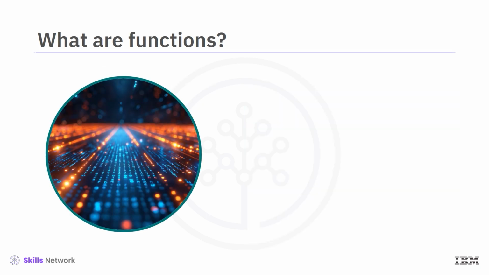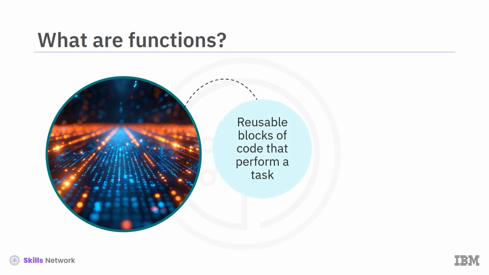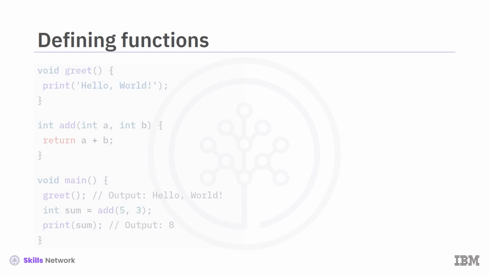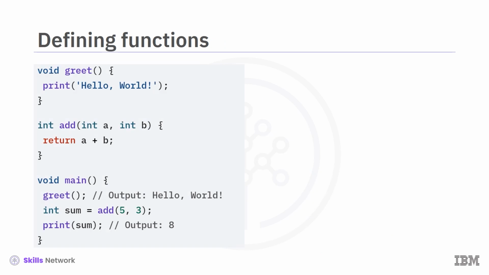First, let's explore what functions are and how they are used. Functions are reusable blocks of code that perform a specific task. In Dart, you define a function using the void keyword for functions that do not return a value, or specify a return type for functions that do. Let's look at how you can define and use functions in Dart.